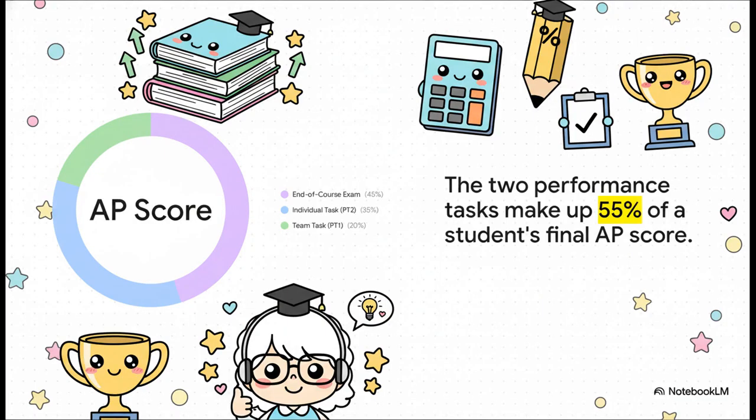So, first things first, let's talk about the stakes. And believe me, they are high. Just look at this breakdown. The two performance tasks, which of course include the presentations that you'll be scoring, make up a massive 55% of a student's final AP score. Think about that. This is the single biggest area where you have direct control, which makes it a huge opportunity to help your students lock in those points.